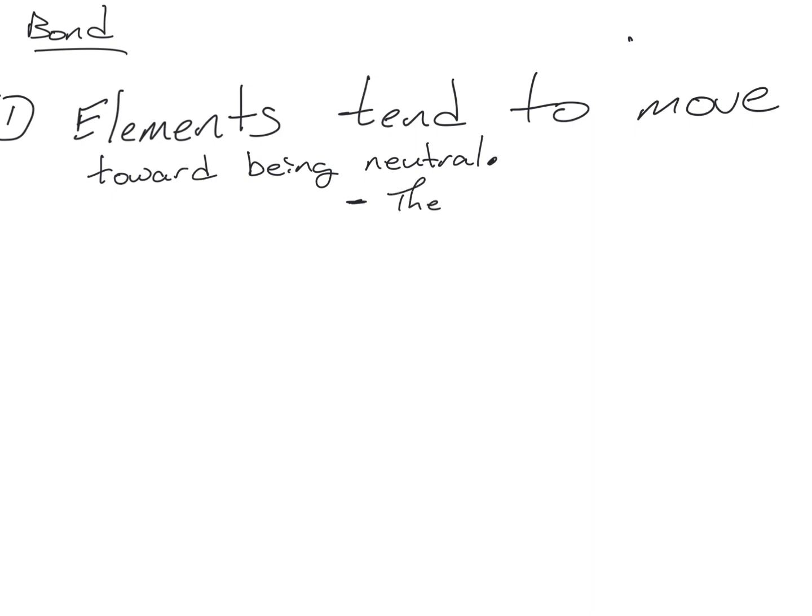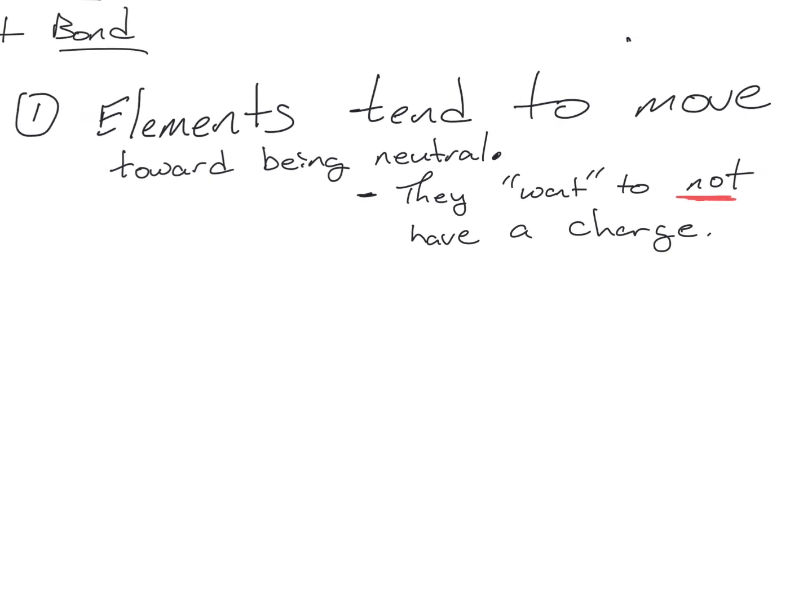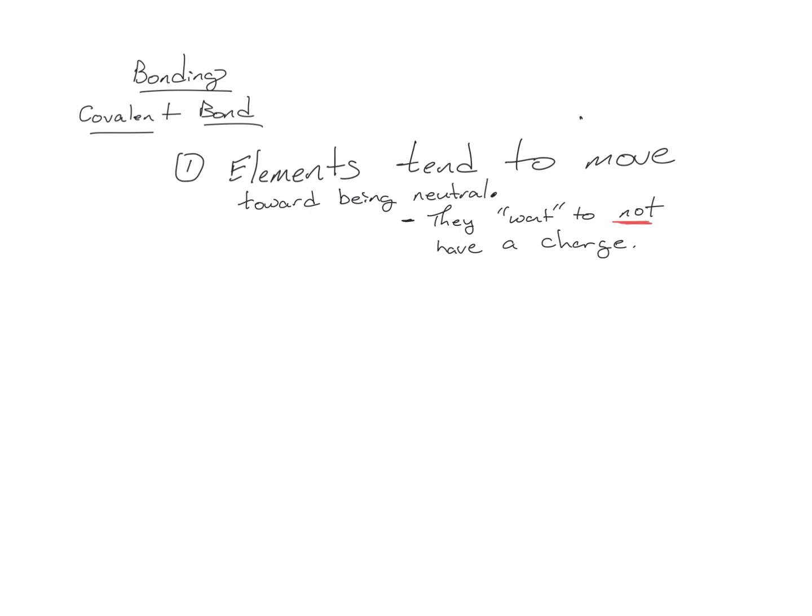So let me be clear. They want to not have a charge. That's rule number 1. That's what neutral means. Is that clear? Is that better? We get that? It's just a simple rule. If you have something that has a positive charge, is it stable? No, because it wants to be not charged. Good. So that's rule number 1.